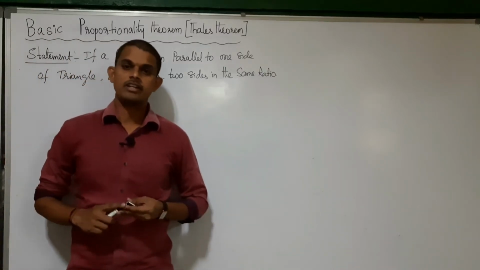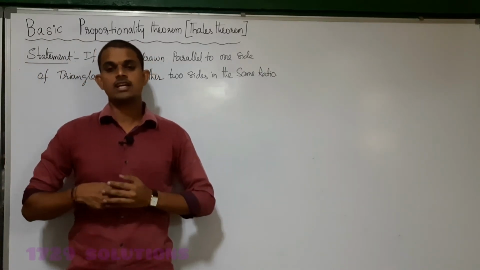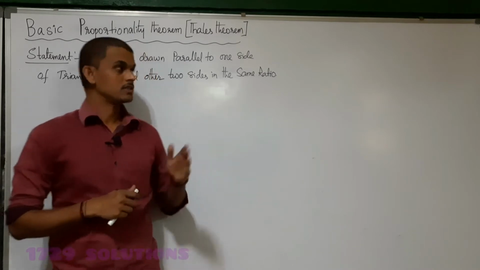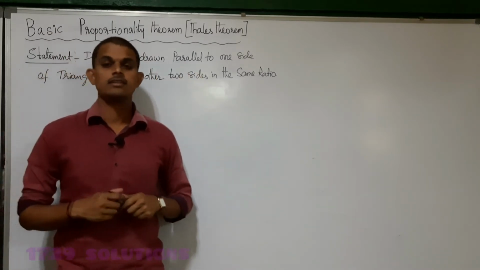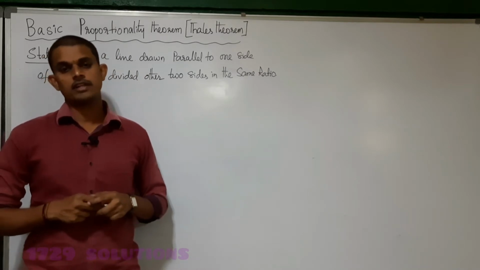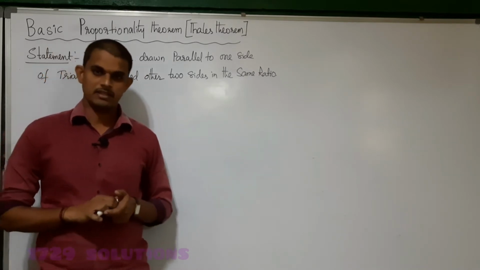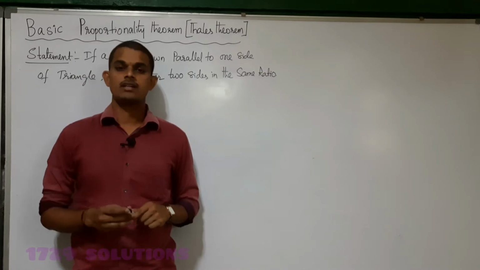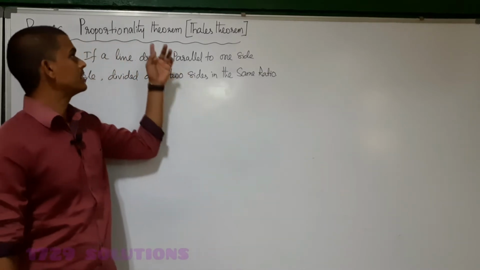Basic proportionality theorem is also called Thales theorem. Thales is a scientist. He gave this theorem, so that's why the name of this theorem is Thales theorem. Also we can call it the basic proportionality theorem.